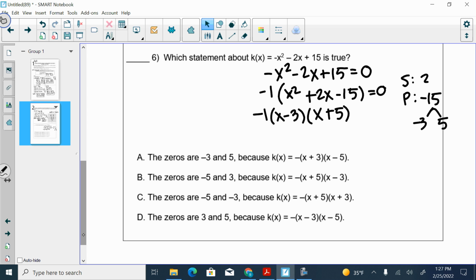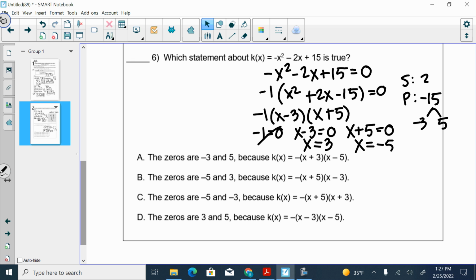Okay, what do I do now to make sure I know what the actual zeros are? All right, so I got negative 1 equals 0, I got x minus 3 equals 0, and I have x plus 5 equals 0. Well, does negative 1 equal 0? So we don't want that. Okay, how would I solve this one? Add 3, and what is 0 plus 3? Good. And for the last one, what will we do? And 0 minus 5 is?